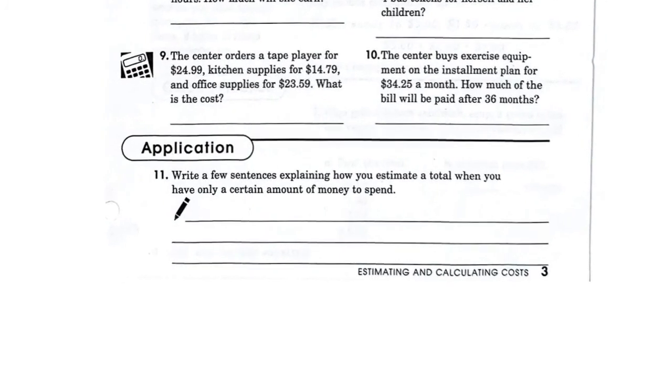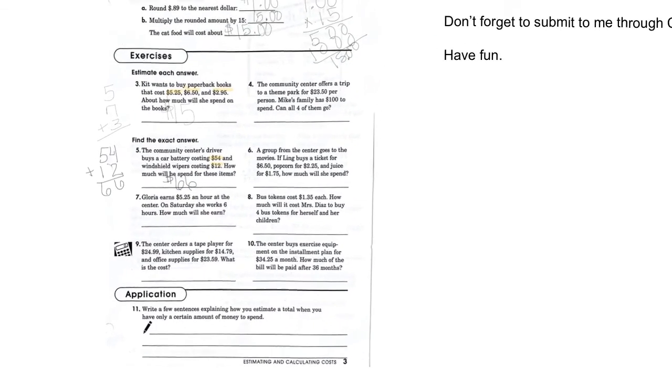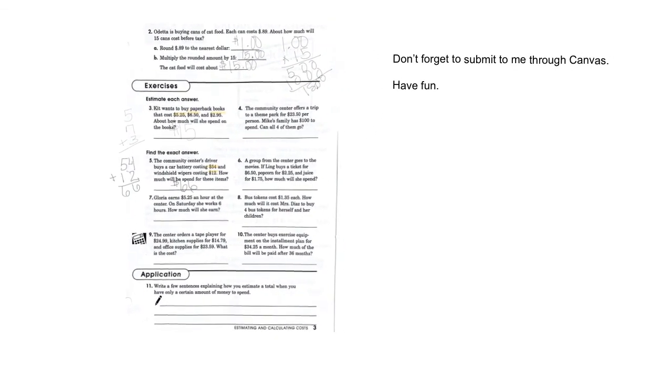Next, it says write a few sentences explaining how you estimate a total when you have only a certain amount of money to spend. So if I give you 20 bucks and I send you to Walmart to buy stuff, you have to figure out how much it's going to cost without going over $20. And you have to think about sales tax. So you're going to write an answer. Then when you get that answer written with a complete sentence, you are going to submit it to me through Canvas. Have fun and enjoy doing this assignment.